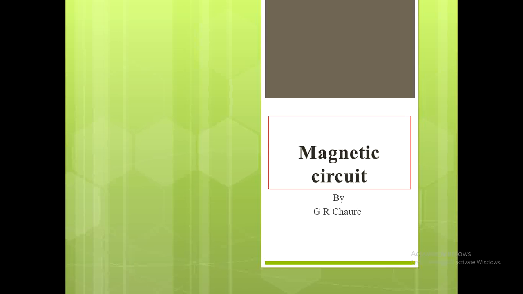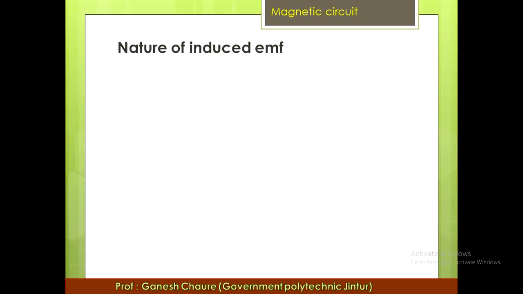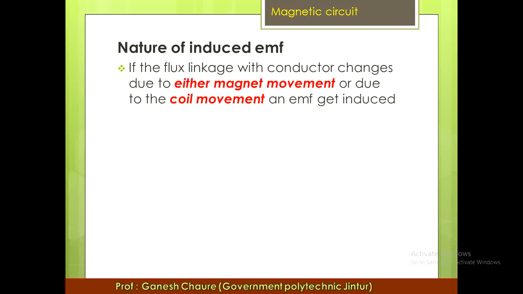induced EMF. So the nature of induced EMF: if the flux linkages with the conductor change due to either magnet movement or coil movement, an EMF is induced, which means there should be a relative motion, either a magnet motion or a coil motion. There are three conditions we discussed in the last lecture. There should be a conductor, a magnet or magnetic field, and third, there should be a relative motion between the conductor and magnetic field.